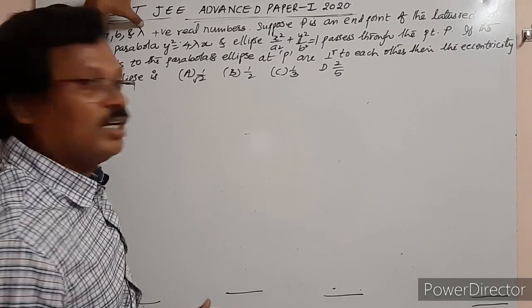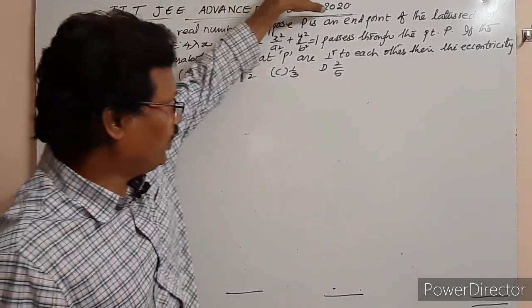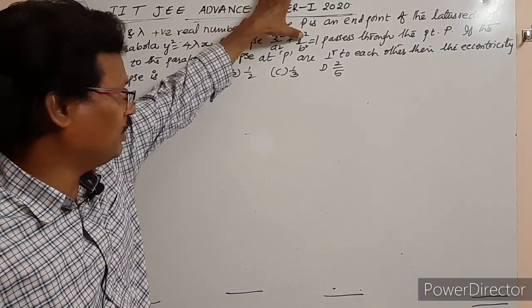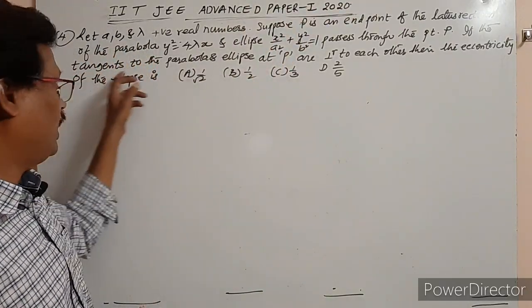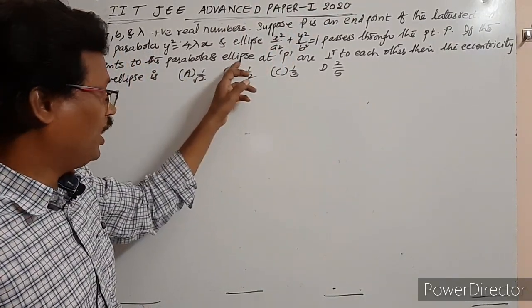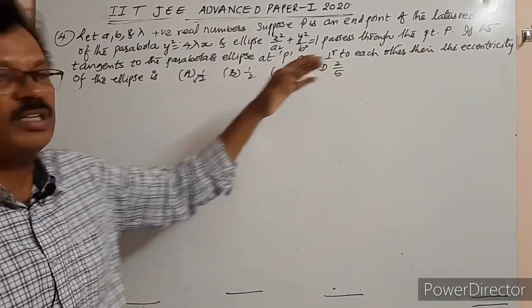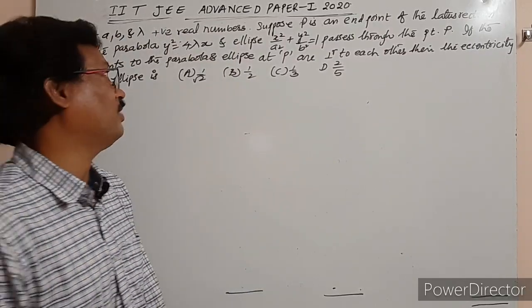Let a, b, lambda be positive real numbers. Suppose P is any point (lambda, 2 lambda) on the parabola, and the ellipse x square by a square plus y square by b square equals 1 passes through the point P. The tangents to the parabola and ellipse at the point P are perpendicular to each other, then what is the eccentricity of the ellipse? They are asking the eccentricity of the ellipse.